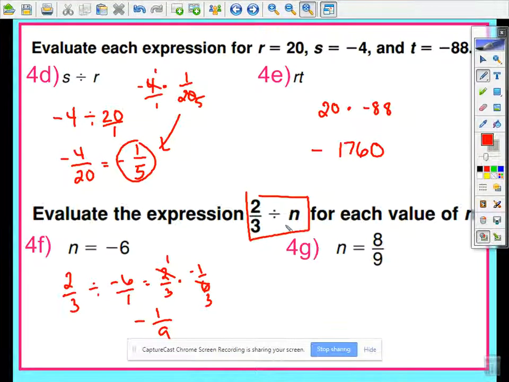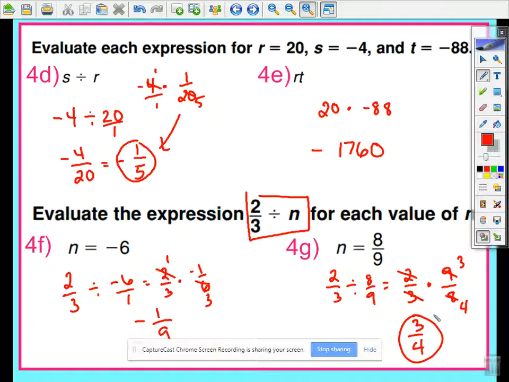And for G, we're going to take this again, 2/3 divided by 8/9. And that's going to be the same as 2/3 times the reciprocal of 9/8. They're both positive. My answer is positive. 2 goes into that 4 times and that 3 times, so I'm left with 3/4.